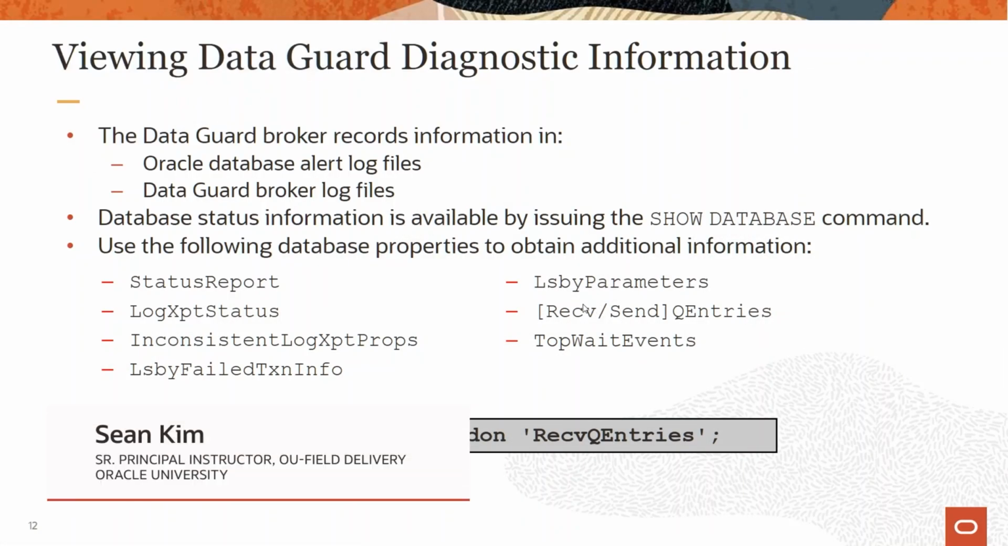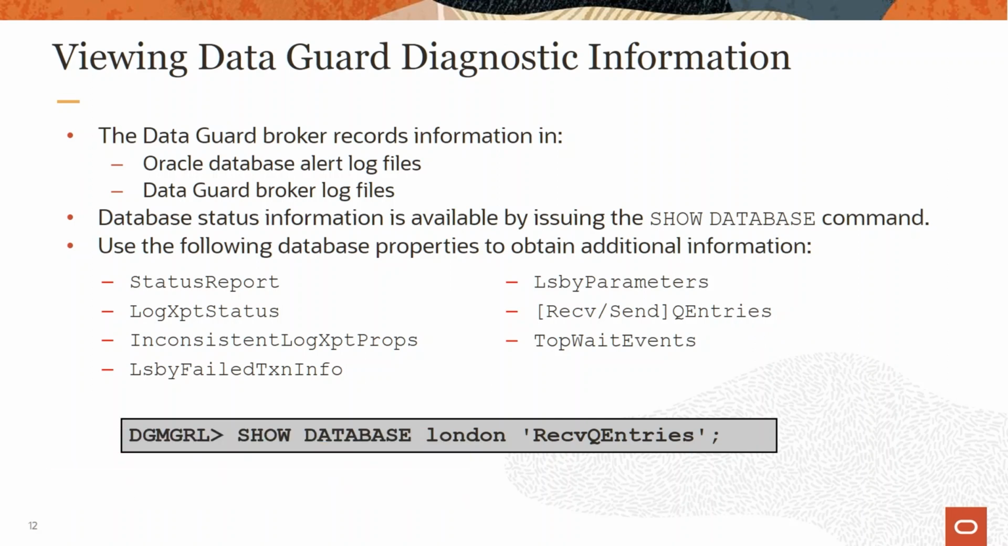Okay, so let's talk about the way to monitor DataGuard broker configuration using the DataGuard broker command line interface, and also by using SQL commands. You can view DataGuard broker information outside of the DataGuard broker command line interface, especially through the alert log file and also through the DataGuard broker log file. Within the DataGuard broker command line interface, you can run the show database command and the database name.